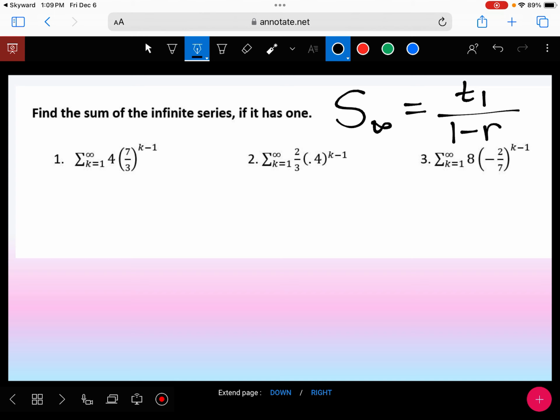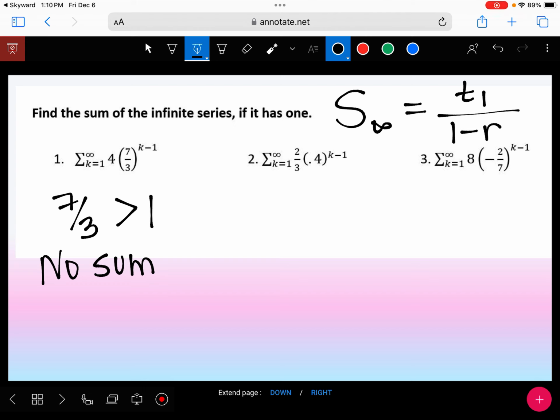So looking at number 1, does it have a sum, yes or no? Who says yes? Who says no? What is the R value? 7 over 3. If you take 7 and divide that by 3, is that greater than 1? It is. 7 over 3 is greater than 1, so that means this has no sum. You cannot use this formula for number 1 because 7/3 is greater than 1.